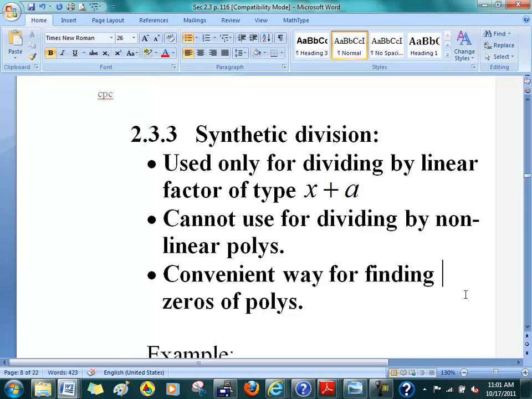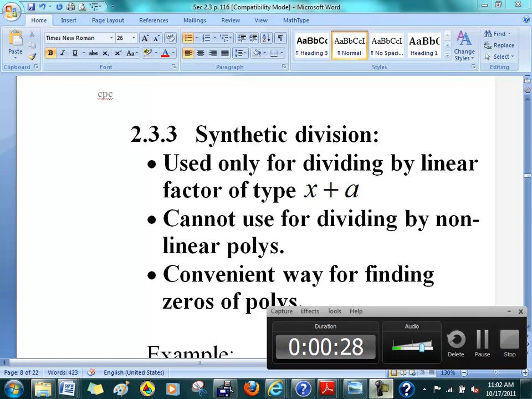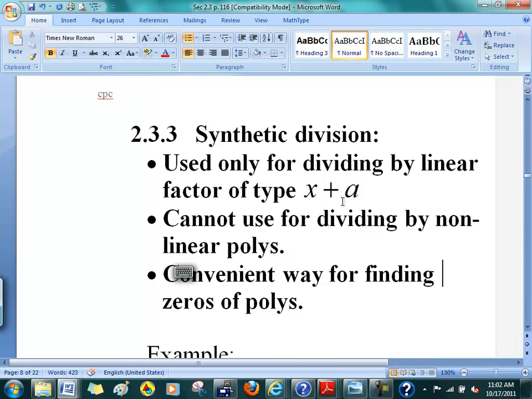Okay, going to start out with synthetic division. A linear factor like this, x plus a, is called a linear factor because x is to the power of 1. Okay, it's a linear term. So we cannot do synthetic division, for example, to divide a polynomial by, say, x squared plus 1x plus 2. Cannot use synthetic division for that.